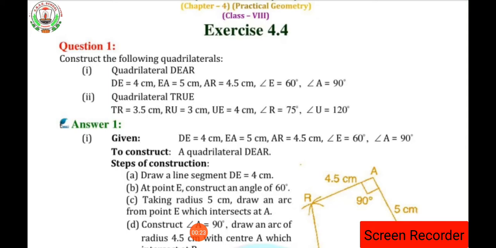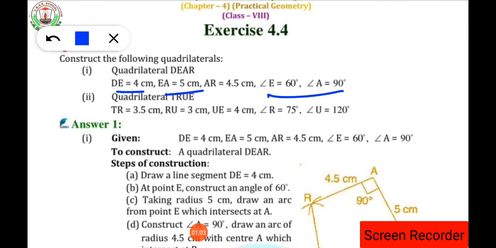So what we have to do here: construct the quadrilateral DEAR, where the measurements are given as DE is equal to 4 centimeter, EA is equal to 5 centimeter, AR is equal to 4.5 centimeter, angle E is equal to 60 degree, angle A is equal to 90 degree. Here the measurements of the sides as well as the angles are given. In the previous video I had already taught you how to draw 60 degree and 90 degree with the help of the rounder. So draw these two angles with the help of your rounder.